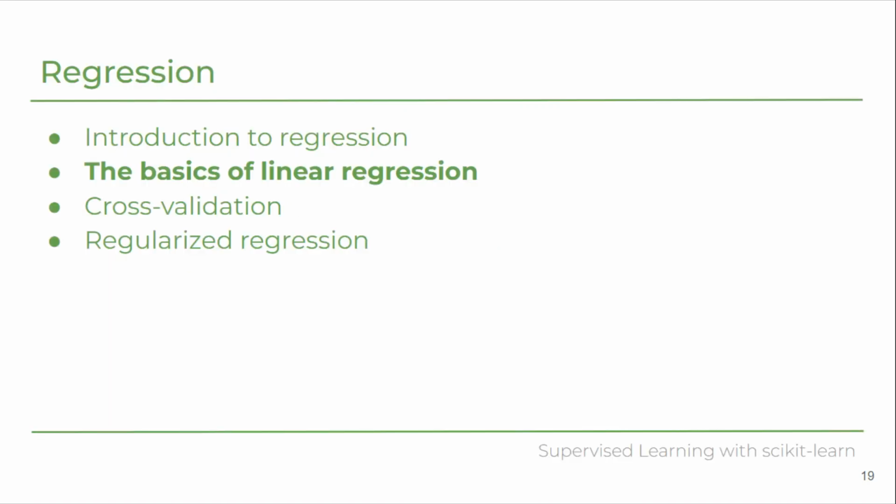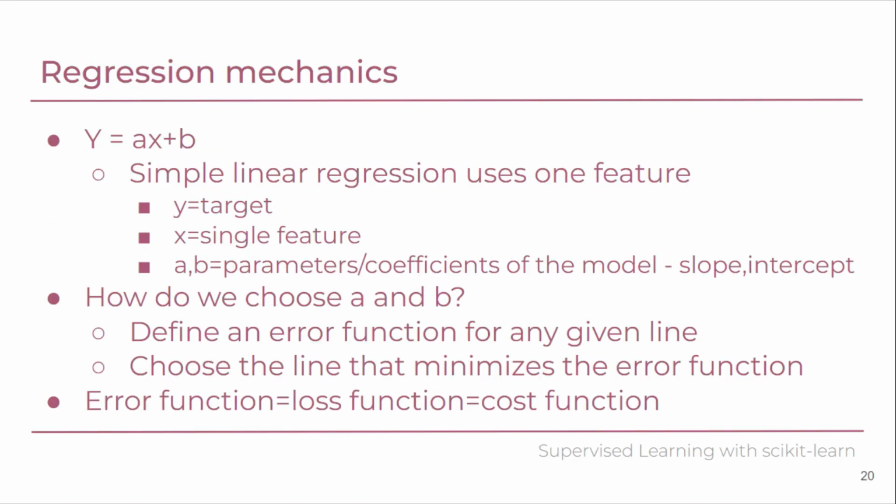So now we are going to learn how linear regression works. We want to fit a line to the data, and in 2 dimensions this takes the form of y equals ax plus b. Using a single feature is known as simple linear regression, where y is the target, x is the feature, and a and b are the model parameters that we want to learn. A and b are also called the model coefficients, or the slope and intercept, respectively.